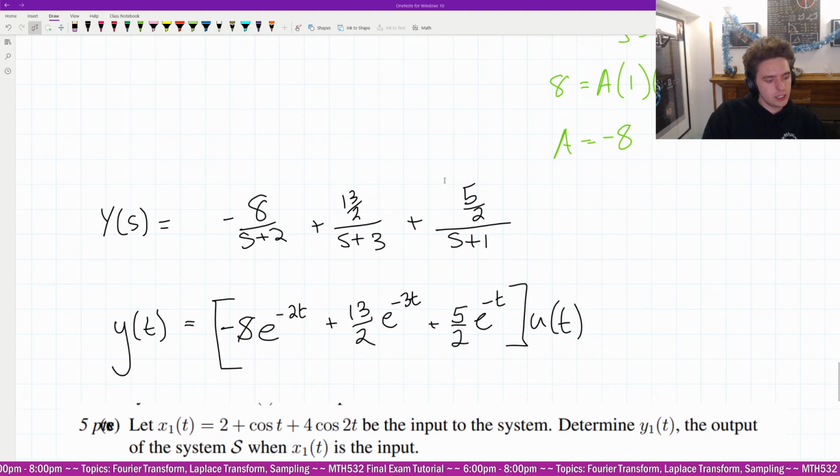Basically, my logic here is, since there's no u of t's, I'm going to do the Fourier transform instead.